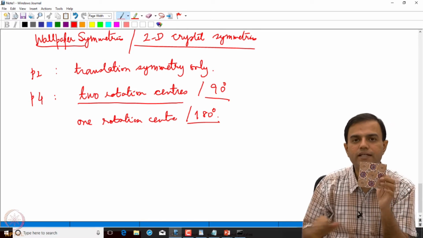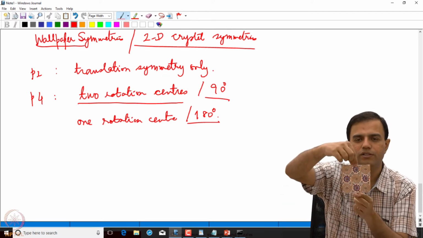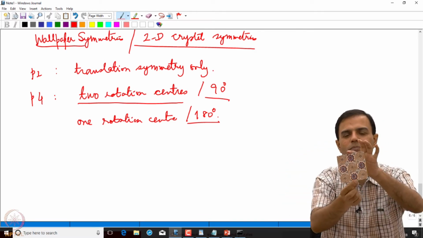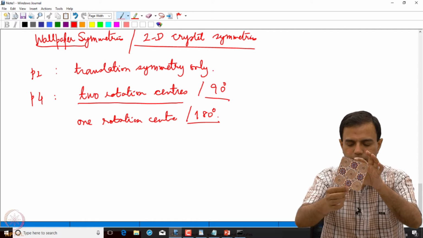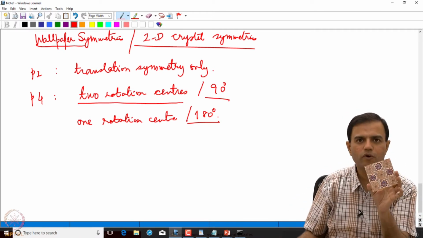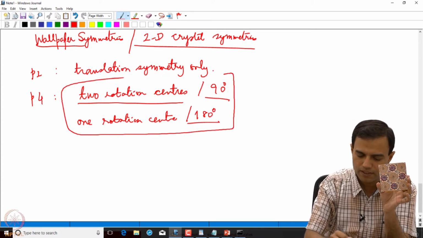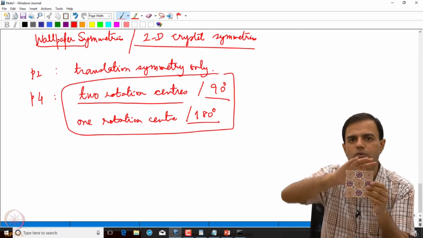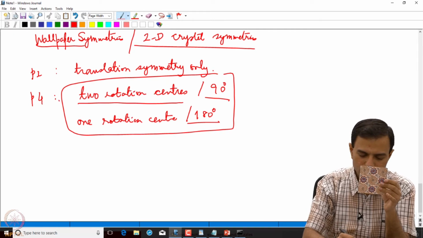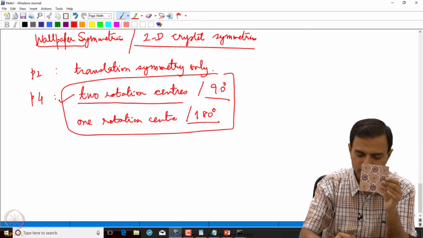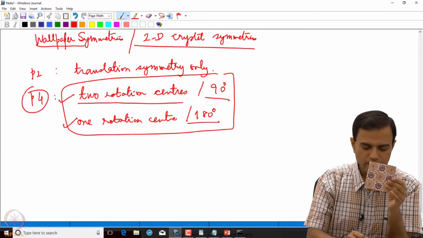Can you identify that 180° center? Well, that is somewhere here on the edge. You take this and rotate the whole wallpaper pattern by 180°. So when a wallpaper or a single tile observes this kind of property, that with a similar kind of tile you just complete the wallpaper pattern and then observe that there are two rotation centers of 90° and one rotation center of 180° and there is no other symmetry, then we call this type P4.